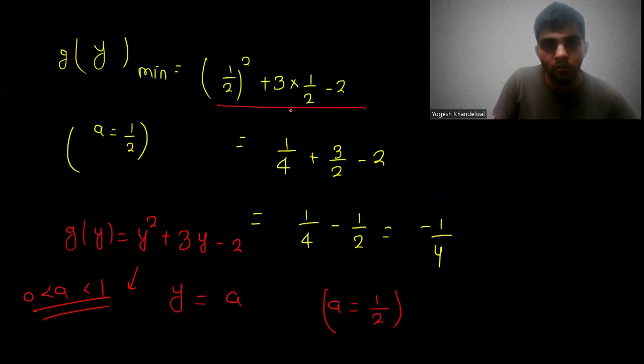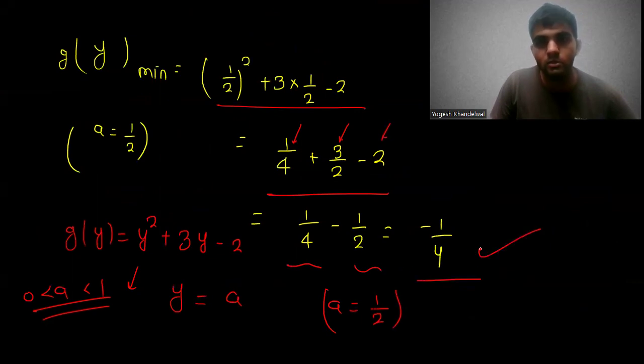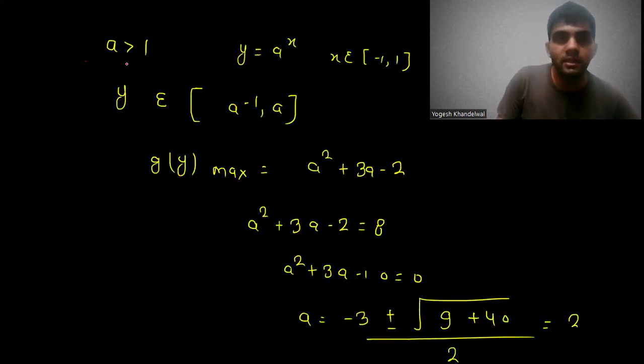So here you put half, then this will become 1/4 + 3/2 - 2, and 1/4 and minus half, so it will be -1/4. So this is the minimum value we are getting of this function when a belongs to the range 0 to 1. And there is another case, like a is greater than 1.